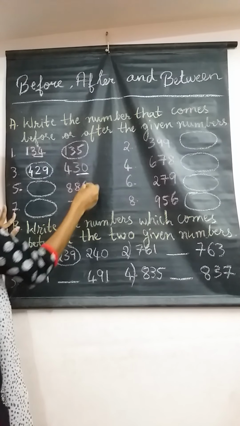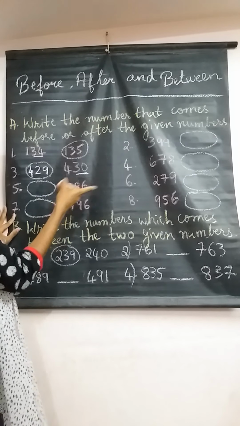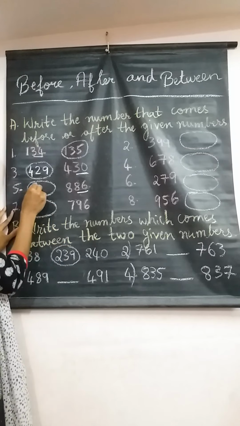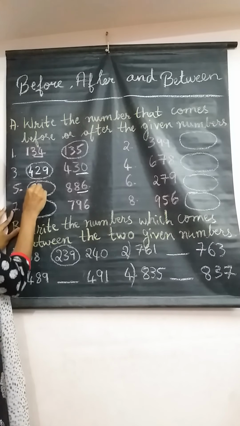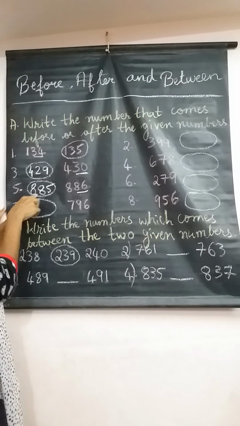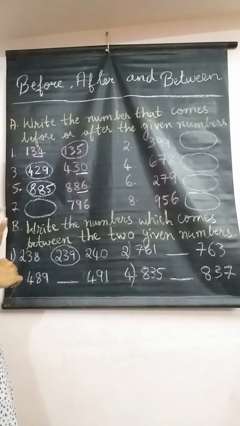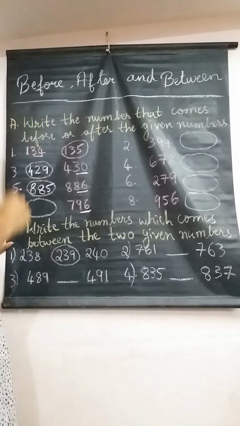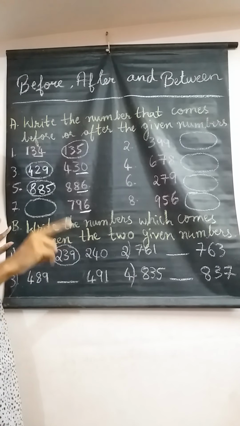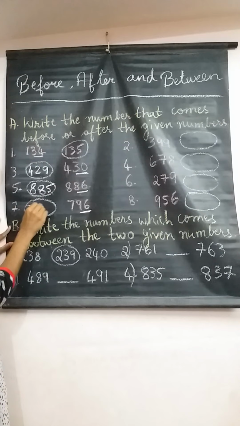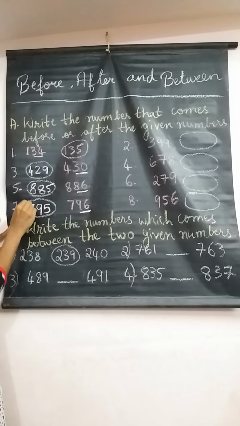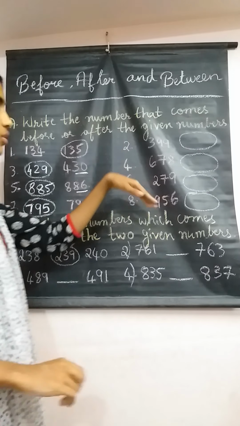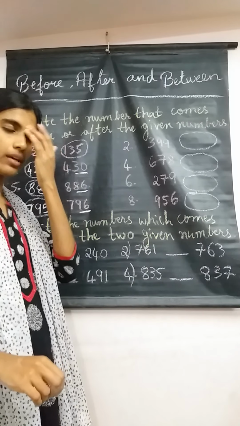Let us take the next number, 86. Before number of 86 is what? 85. So let us write 8 in the hundreds place and say 85. 885. Let's move to the next. What is this? 96. Before number of 96 is what? 95. So our answer is 795. Did you follow the before numbers? Very good, children. So let's move to the after numbers.